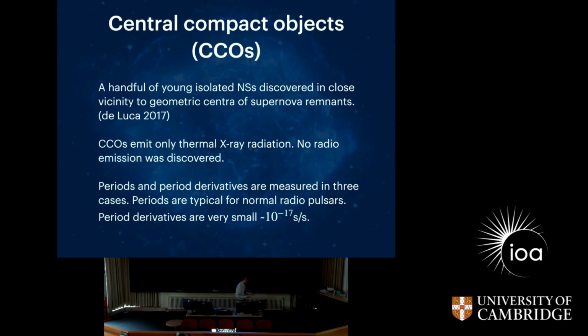So central compact objects, as I said, are a few neutron stars which were discovered in the center of a supernova remnant or very close to the center of a supernova remnant. We don't see any radio emission from these neutron stars, so they are not radio pulsars, but we see X-ray emission. And in certain cases, X-ray emission varies with time, so you can estimate spin period and spin period derivative. These spin periods are typical for radio pulsars. It could be 500 milliseconds or half a second. Period derivatives are a bit weaker, so magnetic fields would be 10^10 Gauss, which is a bit unusual for radio pulsars. And again, there is no radio emission in this case.